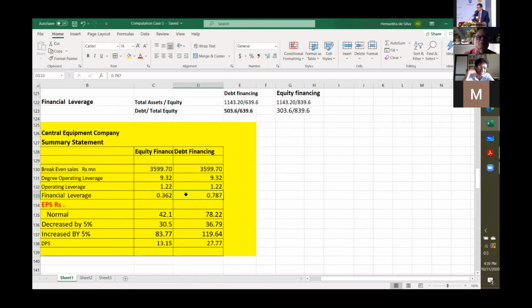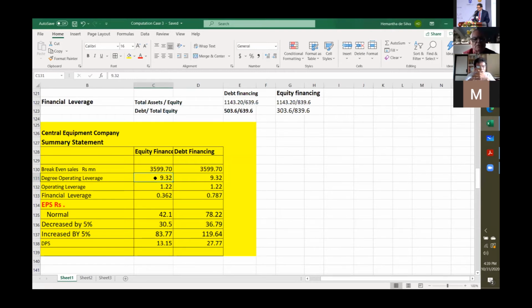I think there is some problem, maybe some problem with your calculations. Recalculate. And what is operating leverage? Operating leverage is the change in PBIT because of change in sales. Yes, that was taken.